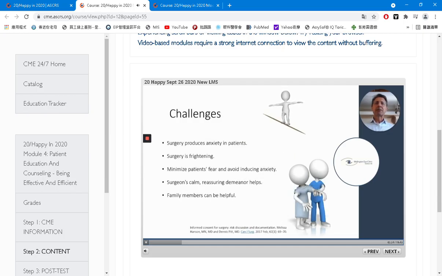Challenges specifically around surgery are anxiety and fear. Surgery is frightening, and then when your patient hears you speaking about all the things that can potentially go wrong, that's a recipe for creating even more anxiety. So it's our job to minimize patient's fear and avoid inducing anxiety. A surgeon's calm, reassuring demeanor helps, and family members can be helpful for those who really aren't listening.